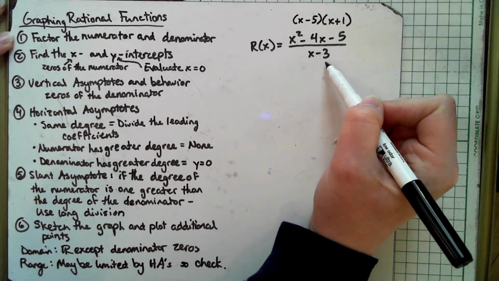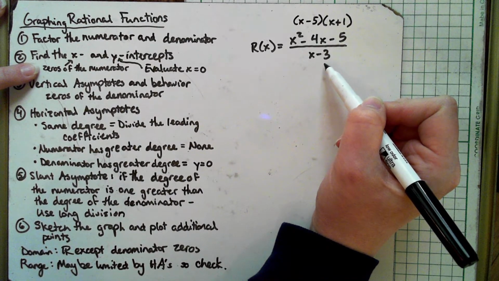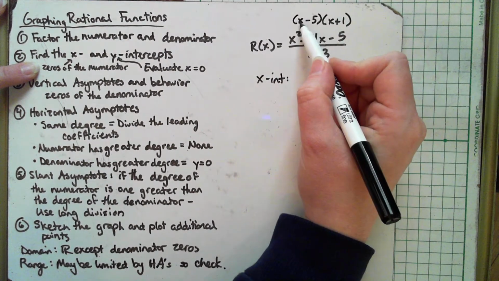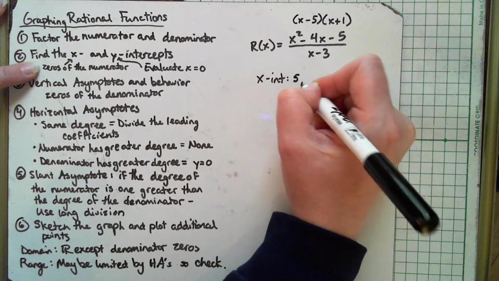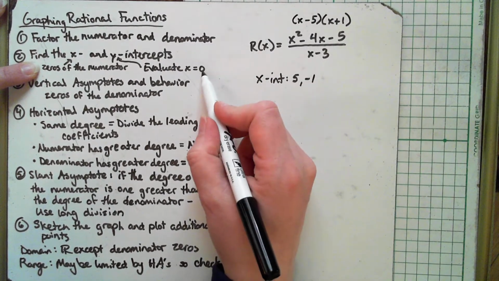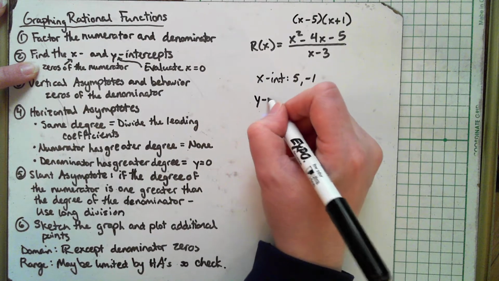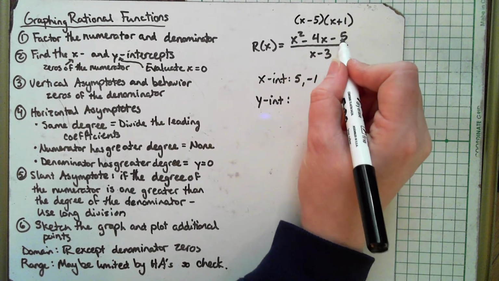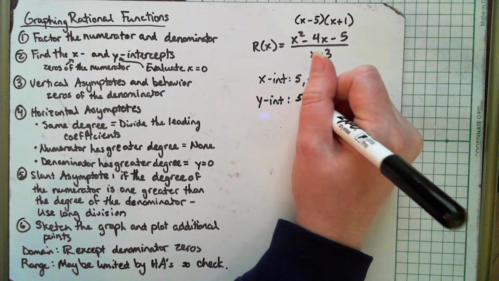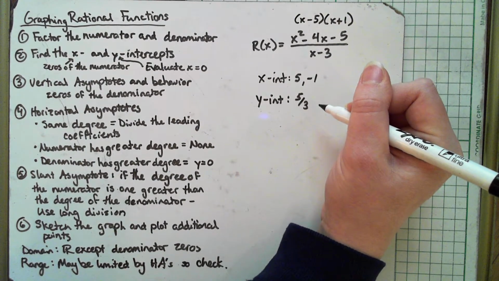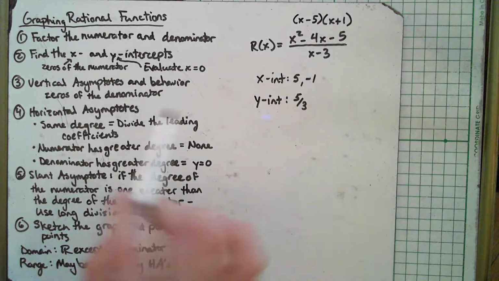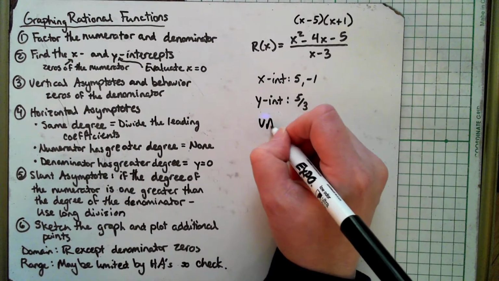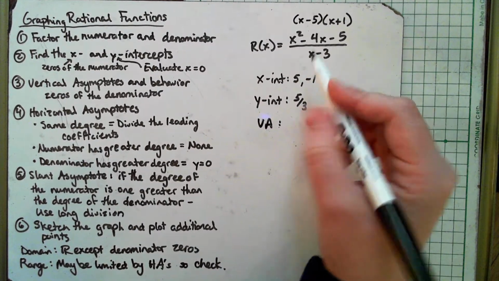Okay, so we factored. We would find the 0 of the numerator. Those are our x-intercepts. The zeros of the numerator are positive 5 and negative 1. I can evaluate for x equals 0 to find the y-intercept. When I put in x equals 0, I would get negative 5 over negative 3, so that's 5/3. And then I would find the vertical asymptotes next. So these are the zeros of our denominator. So my vertical asymptotes, well, there's only one, and it's just at positive 3.